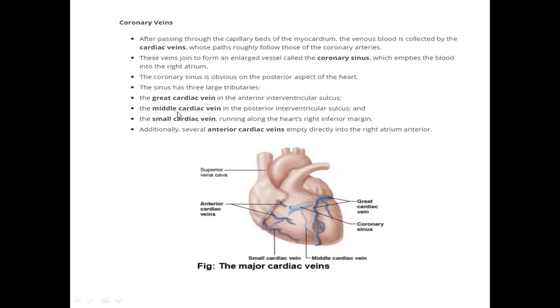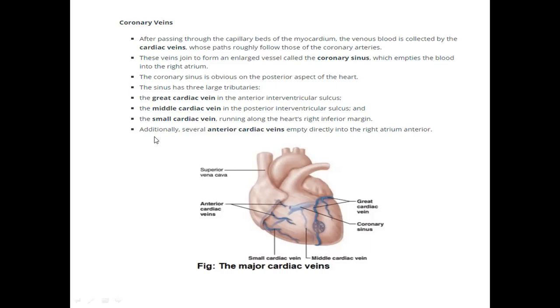And then you have the middle cardiac vein, which is this one here, and it also drains into the coronary sinus. And then you have the small cardiac vein. So this is the small cardiac vein, and it also drains into the coronary sinus. So it is this coronary sinus that now takes the blood to the right atrium.